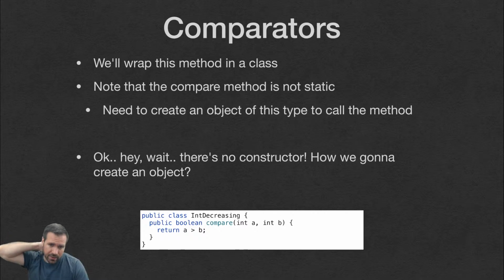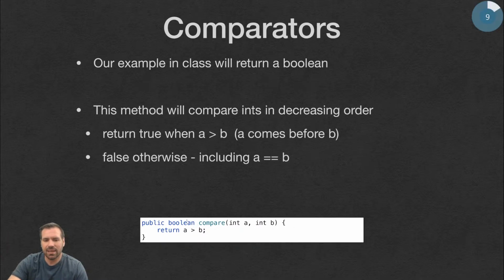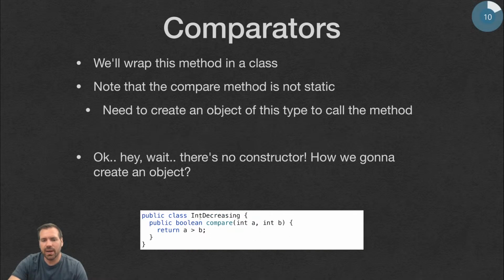And when we create this, we want this method in a class. This isn't legal Java code. We need this in a class. So we're going to create a class. I'm just going to call it IntDecreasing. It's a comparator that will sort our ints in decreasing order using the greater than operator. It'll have one method to compare two values. It returns a Boolean and is the greater than operator.